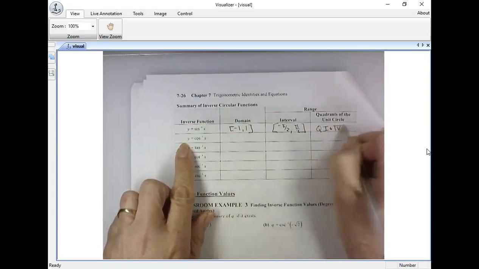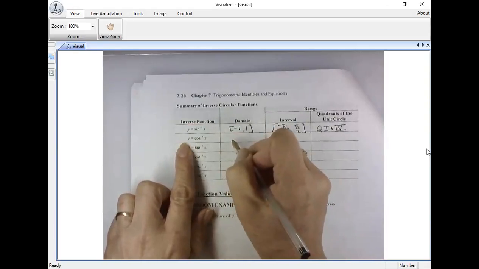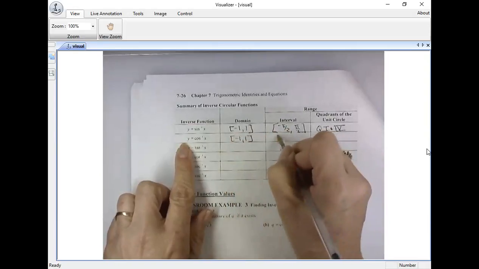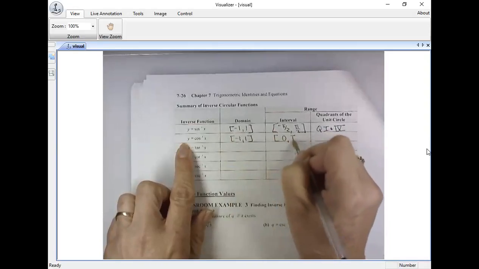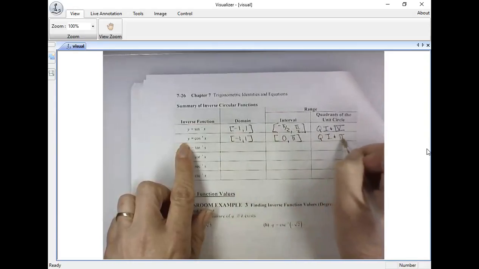Good. All right. Arc cosine. What's the domain? -1 to 1. What's the range? 0 to pi, because we want to use which quadrants? 1 and 2. Very good. Okay.